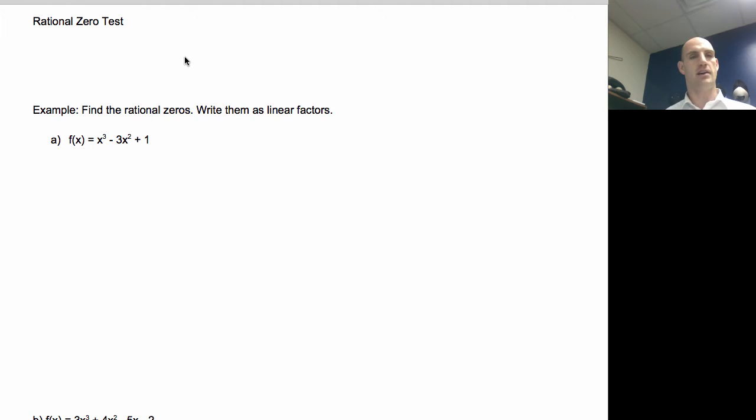The rational zero test is testing to see what are the potential zeros. So this label on here would be finding potential rational zeros.